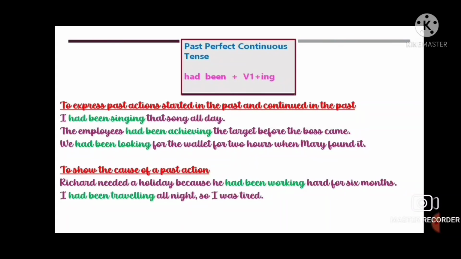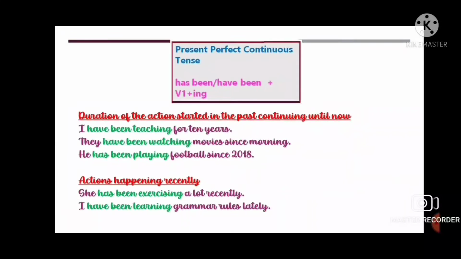Coming up next, past perfect continuous tense. It takes the form had been plus V1 plus ing. There are two ways to use this too. First one, to express past actions that started in the past, continued for a certain period of time, and ended in the past itself. It is not continuing. It is not happening right now.